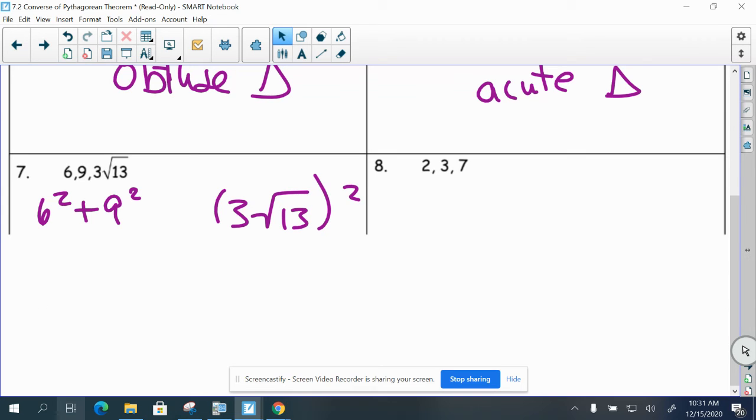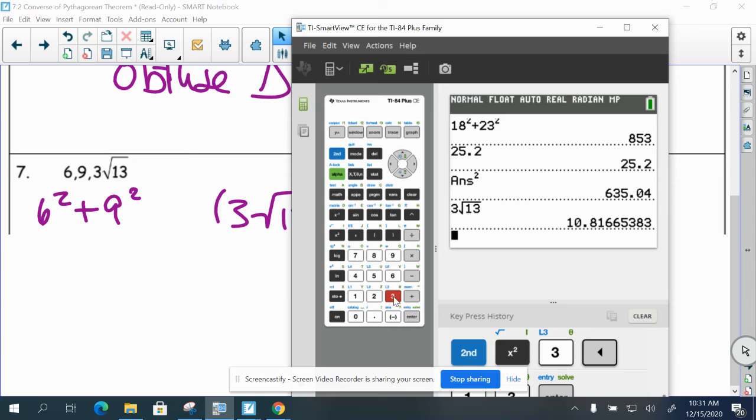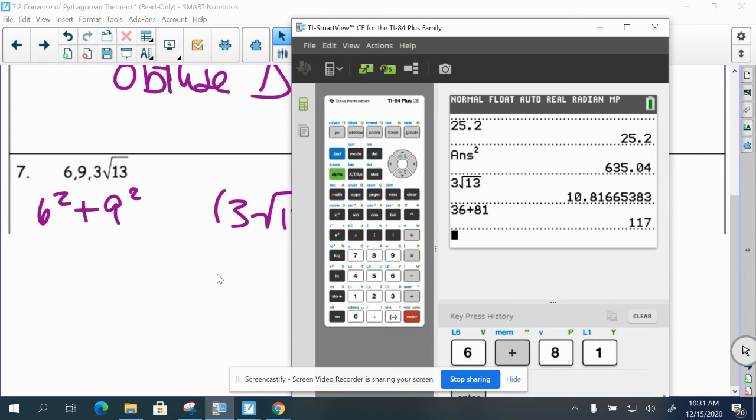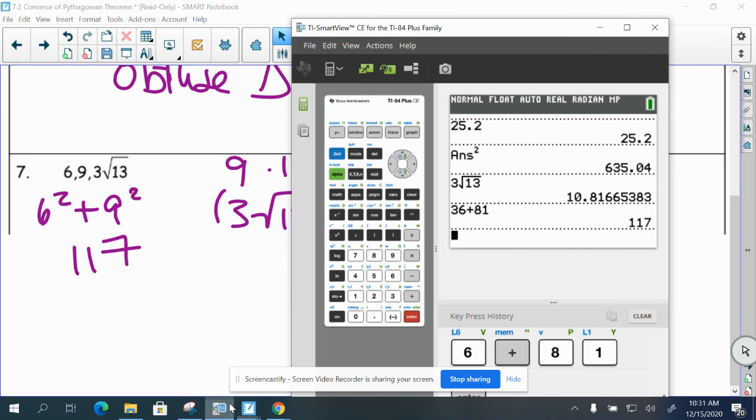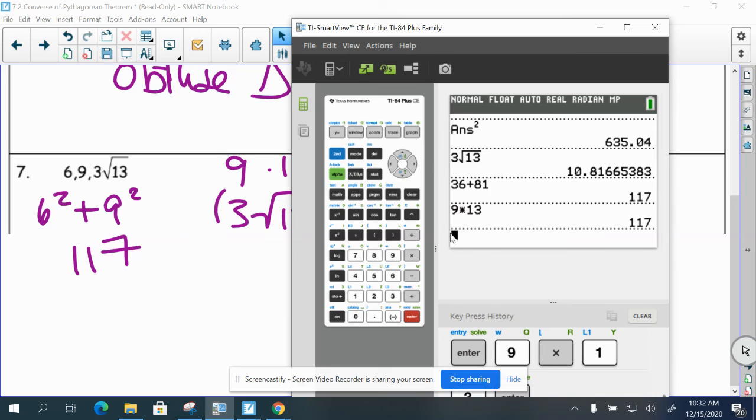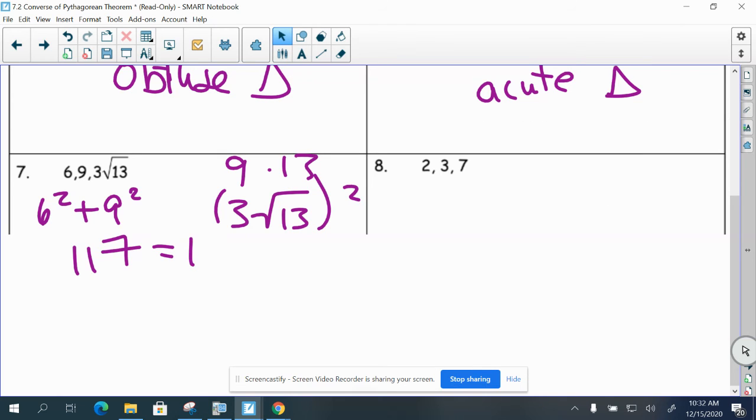So 6 squared plus 9 squared would be 36 plus 81, which is 117. And then this would be 9, because 3 squared is 9 times 13. I think 9 times 13 is 117. Yes, it is. So since they're equal, that would make it a right triangle.